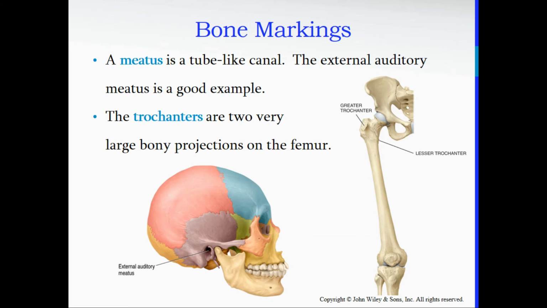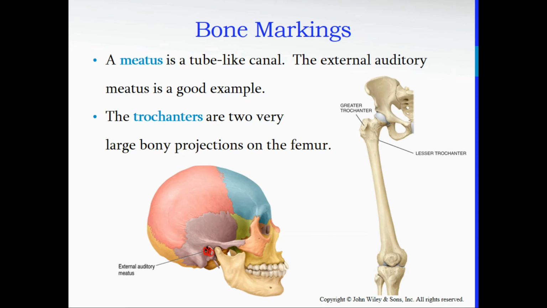The meatus, which you will pronounce "meatus," that is not correct. It is pronounced "meatus," and it is a tube-like canal. The classic example that we look at is the external auditory meatus right here, and that is for your ear canal, so that sound waves may be funneled to your tympanic membrane.